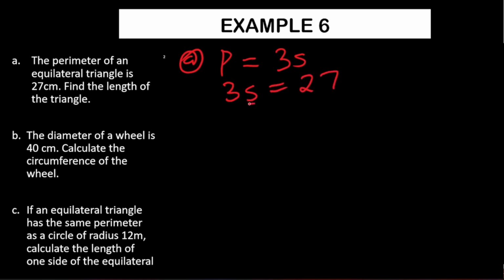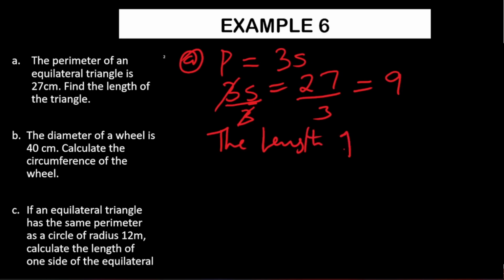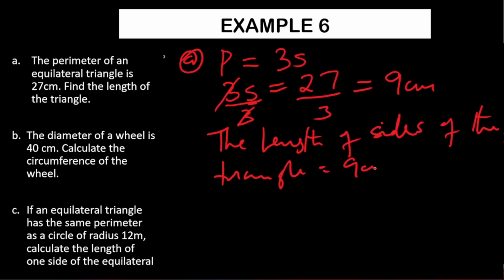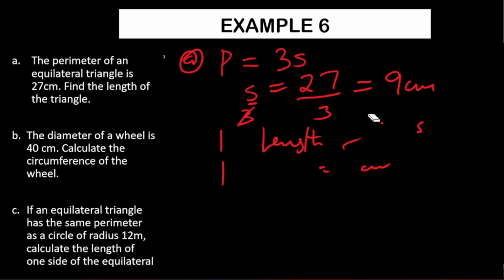So find the length of the triangle. The length is s. So we divide both sides by 3. So that means we're going to have what? 9. So the length of the side of the triangle is 9 centimeters. I hope that is clear. So that is that for question A. So we go to B. Let me erase this and let's go to B.